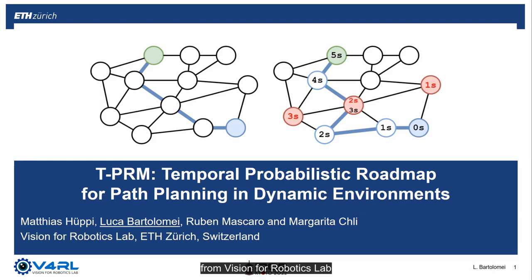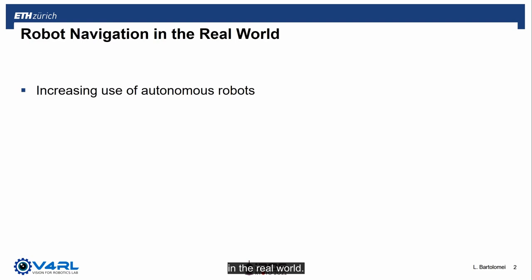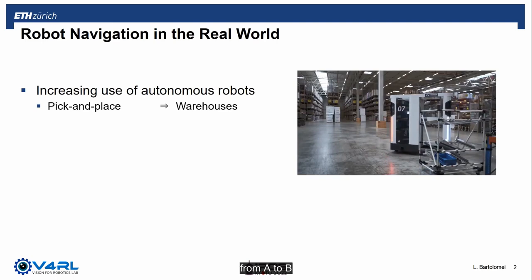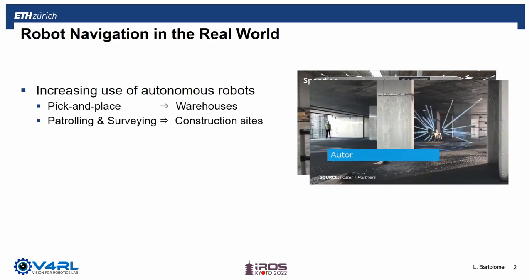In this presentation, we are going to talk about our work, T-PRM, Temporal Probabilistic Roadmap for Path Planning in Dynamic Environments. In recent years, autonomous robots have been deployed more and more in the real world, for example, for pick and place in warehouses, where the robot has to navigate from A to B in mostly static environments, for patrolling and surveying in construction sites, or food delivery.